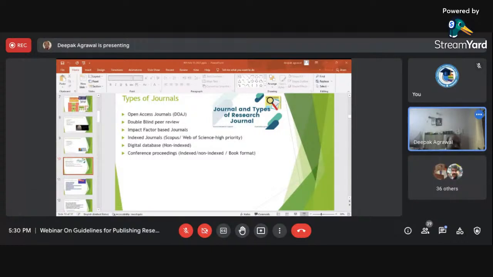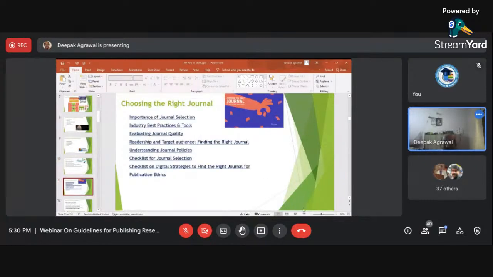The next type is the conference proceedings, which may be indexed, may be non-indexed, or, very commonly, may be in book format. So these are some of the types of journals where you can get your papers published.